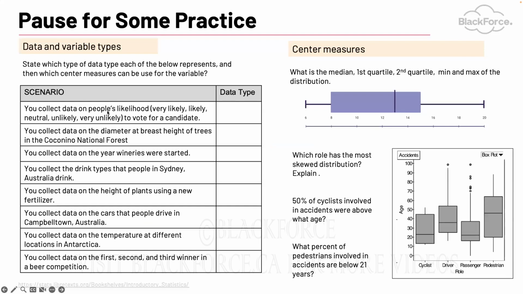A collection of data on people's likelihood to vote for a candidate: very likely, likely, neutral, unlikely, very unlikely. What data type would that be? Let's go. Answers in the chat, or you can raise your hand and just unmute yourself and answer.